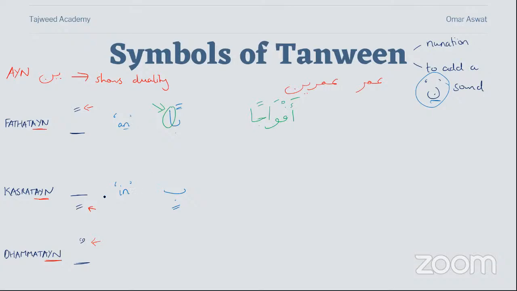What you need to remember with kasratain, same as kasra, do not say a, so don't say ba kasratain ban. There's no such thing as a in the Arabic language. So ba kasratain bin, ta kasratain tin, and so on and so forth. An example would be thamarat. So we're not saying thamarat with an a, it makes the in sound. Any letter with a kasratain makes the in sound.